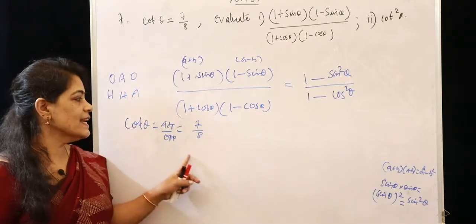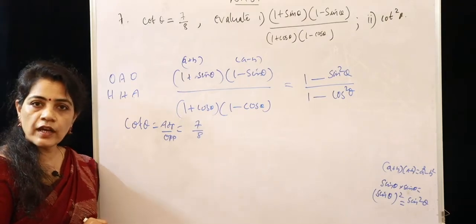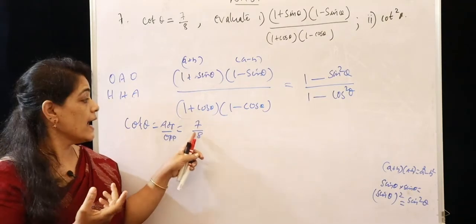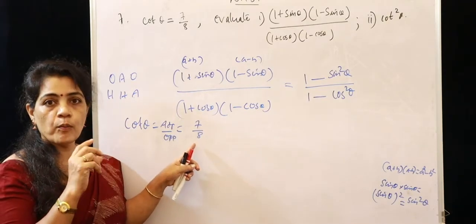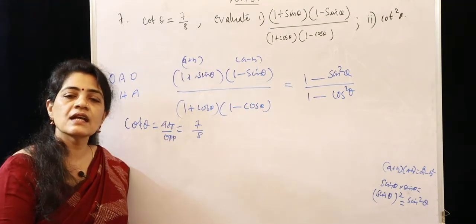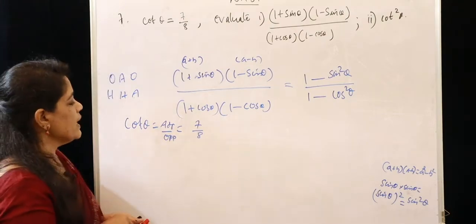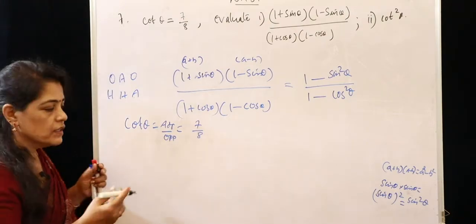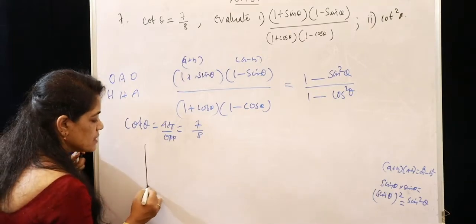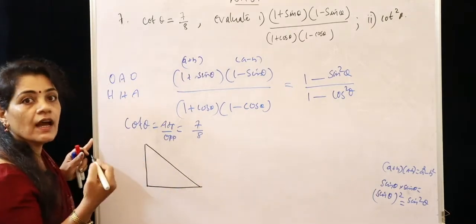Okay, that means in a right triangle, we have to find out the opposite side and hypotenuse, or opposite side and adjacent are given. So we have to find out the third side, that is the hypotenuse. We can draw a right triangle and find the third side. From this relation, cot theta, we can easily find out the hypotenuse.